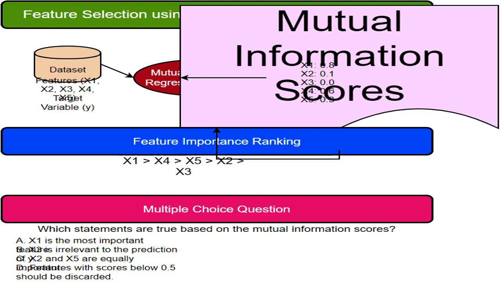These are the results from the mutual information regression. Each number shows how strongly each feature is related to the target variable. A higher number means a stronger relationship. X1 has a score of 0.8, meaning it's very strongly related to the target. X3 has a score of 0.0, meaning it's not related at all.